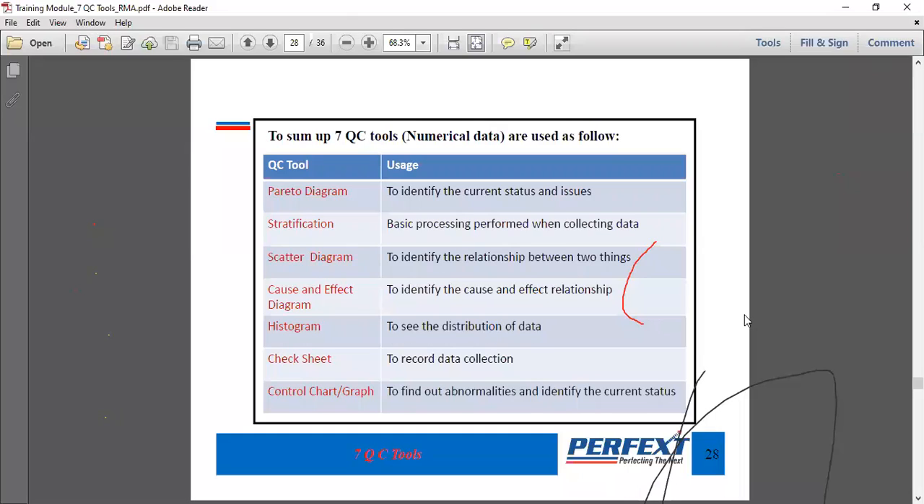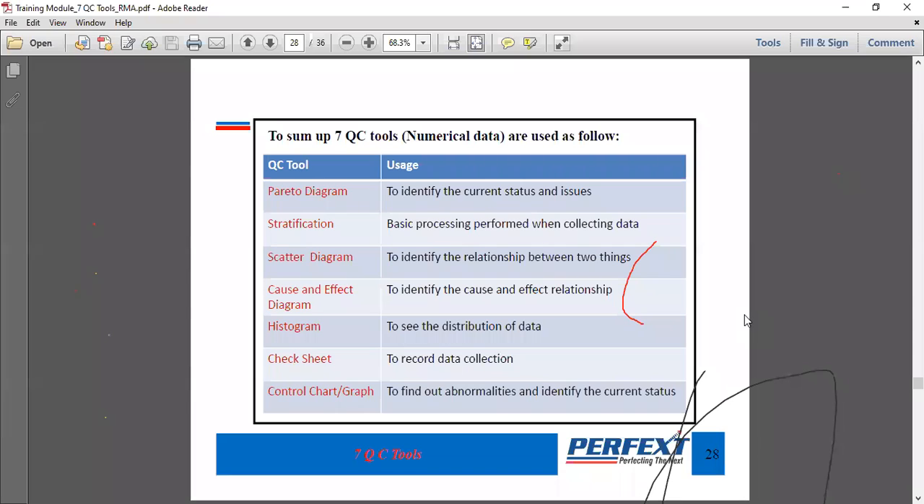We can say some of the time, like in the scatter diagram, as I mentioned, like height and weight. Here, the scatter diagram can be used for speed and feed. The relationship between speed and feed: if we increase the speed and feed, then the surface finish of the product or the cycle time of the product, so we can identify the best fit based on the speed and feed and surface finish, as well as the quality output, the size or the cycle time.